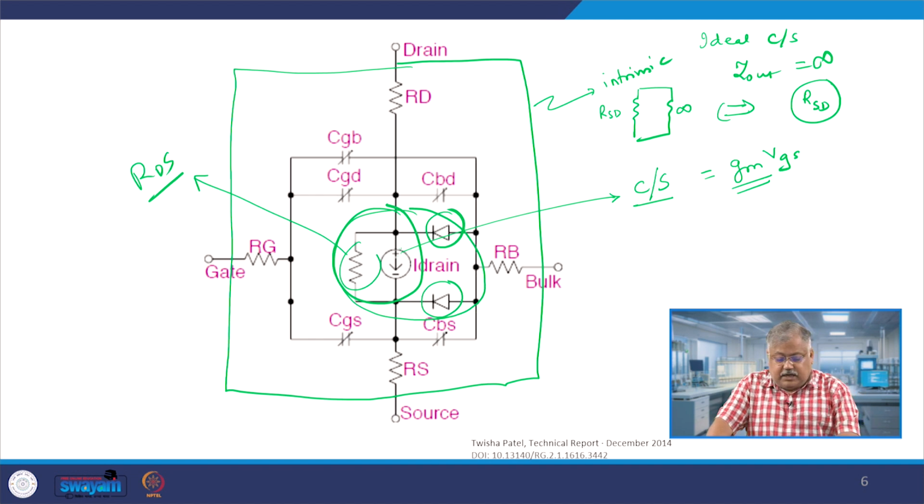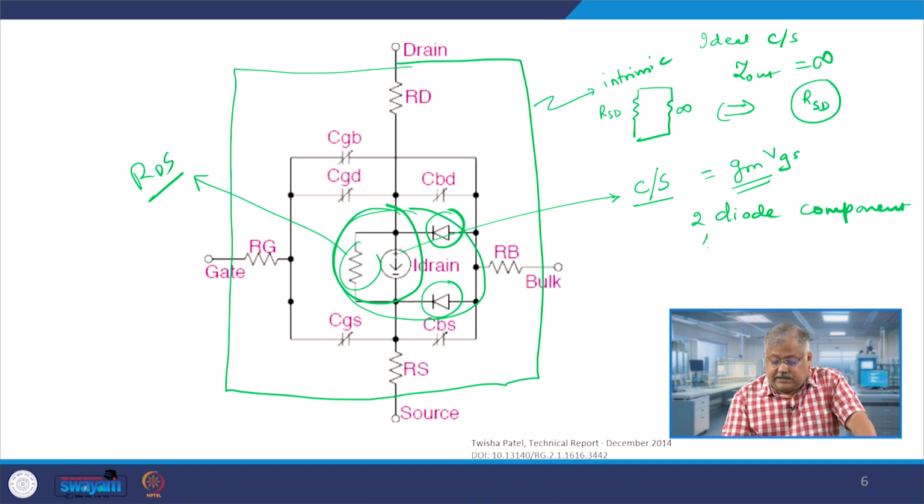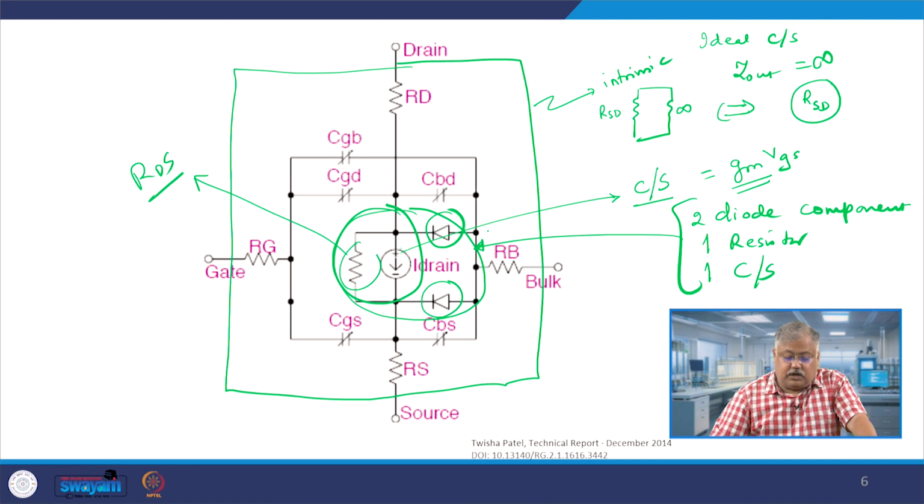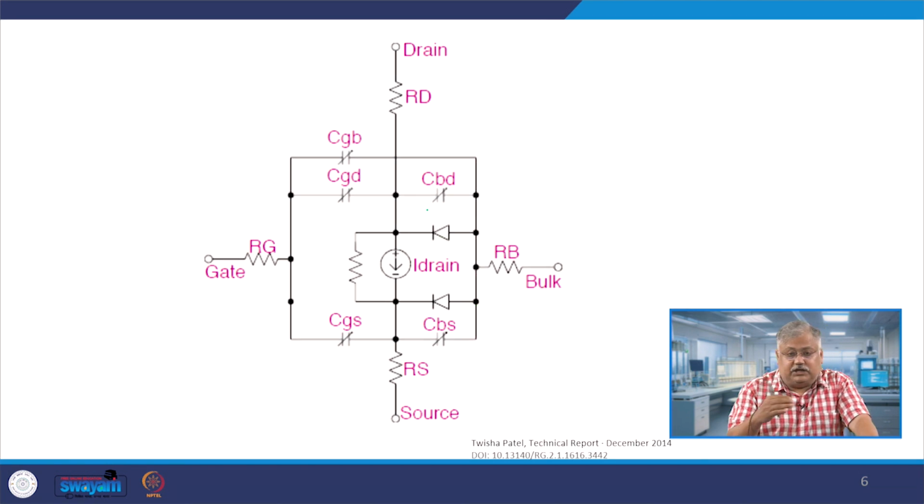So, these 4 components: 2 diode components, 1 resistor which is RSD, and 1 current source. This comprises the bulk of the device itself. Once you have understood this basic concept here, we now leave the channel and go slightly towards the source and drain region. We will go step by step and see how it works out.